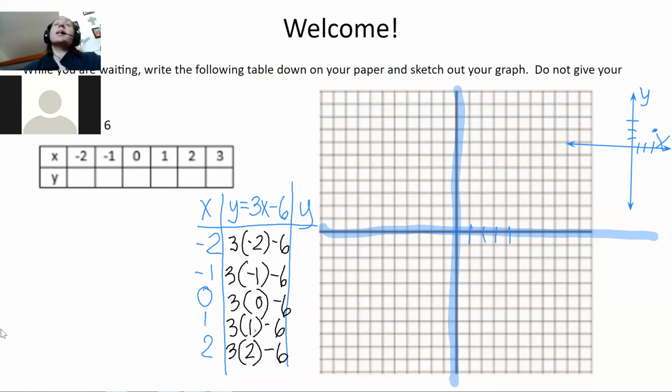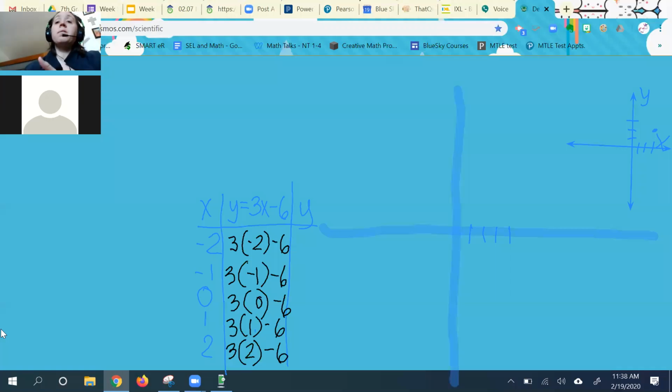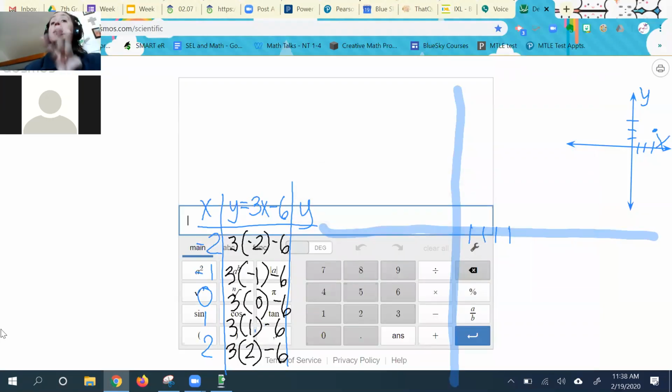Yes, Malachi, you can also do that. There might be questions that require you to fill out the whole table, but you're right. Technically, you only need to find the first two. I'm going to say 3 because 3 points make a line, really. But technically, you'd be fine with 2.